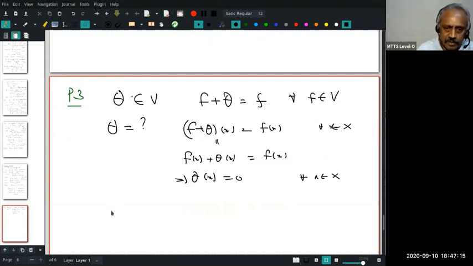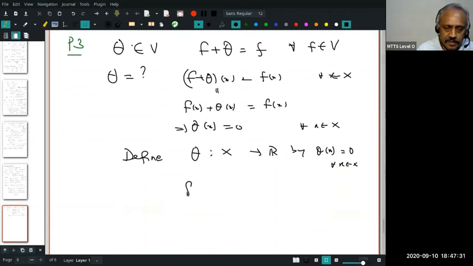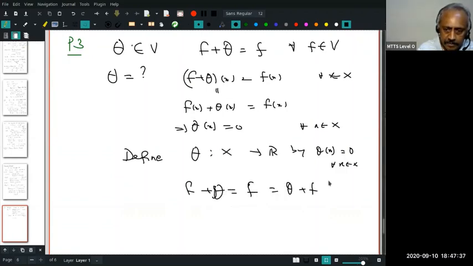Therefore, what is my theta? So now we are defining: define theta from X to R by setting theta x equal to 0 for all x in X. That's it. Then f plus theta equals f, equals theta plus f. Whatever.